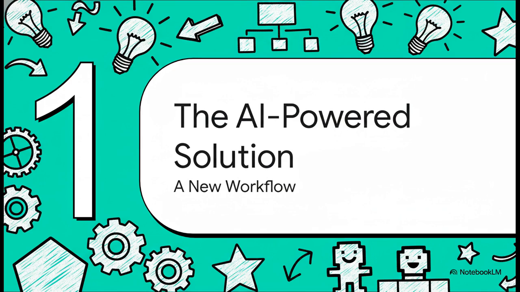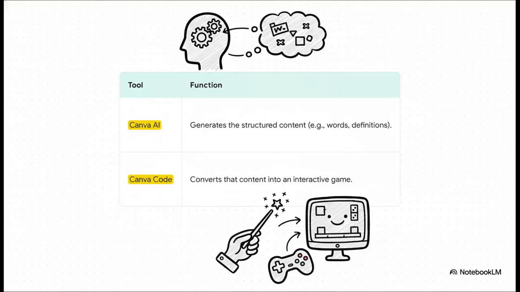I'm not just talking about some cool new feature here. Canva's AI tools are a fundamental shift in how we create classroom resources. Seriously, we are talking about going from a simple idea to a fully interactive game in minutes, not hours, minutes. So how does this magic actually work?